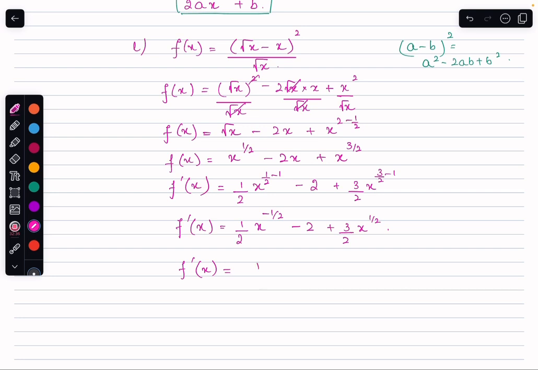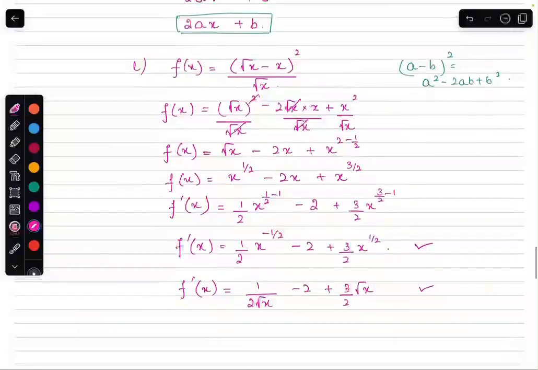Or I can also write it as 1 by 2 square root of x minus 2 plus 3 by 2 square root of x. So again, put in the forms here. They are considered the derivative function for the given function that we have here.